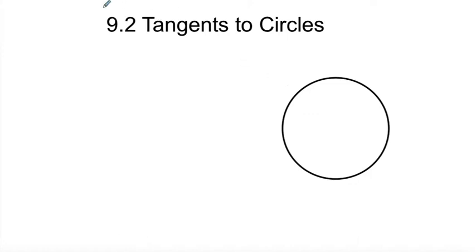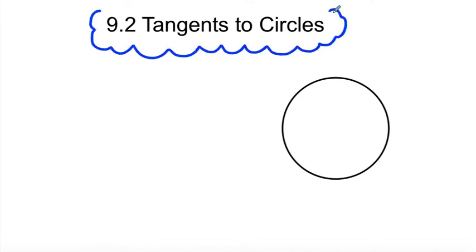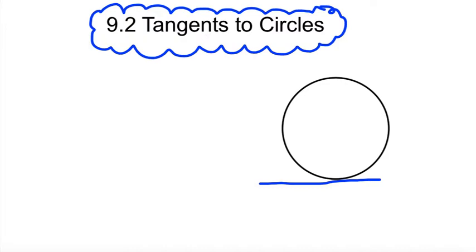Can you believe it? The year is winding down, and today we're going to be talking about tangents to circles. You've already learned what a tangent line is, so I'm going to draw a tangent. Let me use my segment symbol. A segment or line that touches a circle in exactly one place. It can't go through the circle. It can only touch it on the outside of the circle.